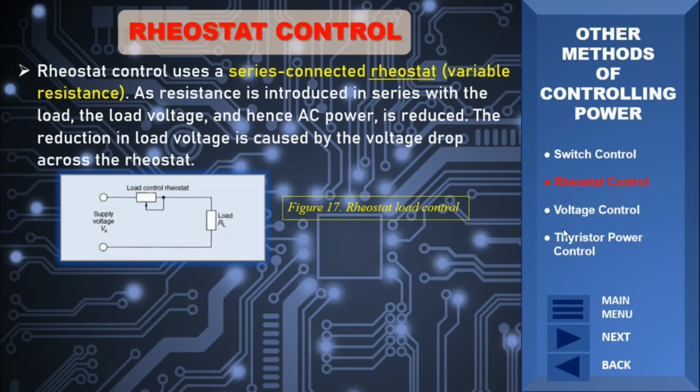However, for a wide range of control, the rheostat may be physically very large. It may in fact be larger than the load. To control the load, power must be dissipated in the rheostat. This is a power loss and results in poor efficiency at low load setting. When the load power is reduced to 50%, the power dissipated in the rheostat is equal to the load power.